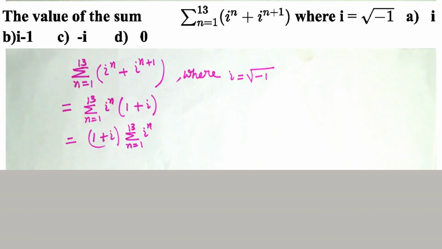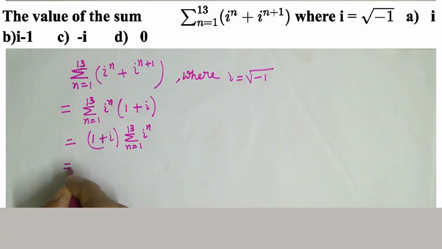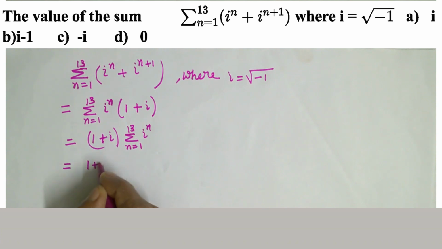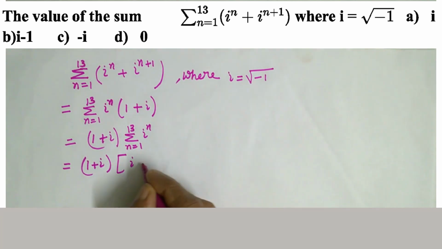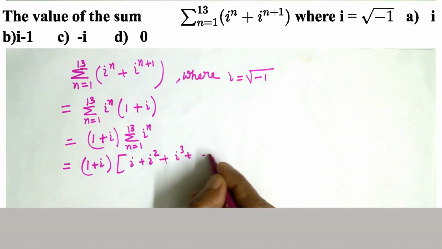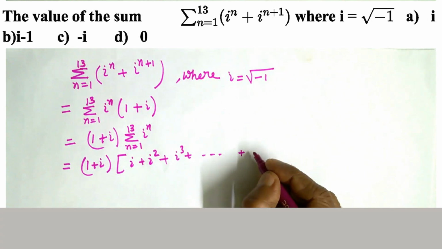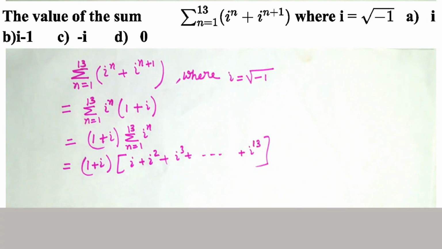Now if we put n is equal to 1, 2, 3 and so on, that is, expand this, we will get only 13 terms. So expanding, 1 plus i into, within third brackets, n is equal to 1 i, plus n is equal to 2 i square, plus n is equal to 3 i cube and so on. What will be the last term? i to the power 13, bracket closed.